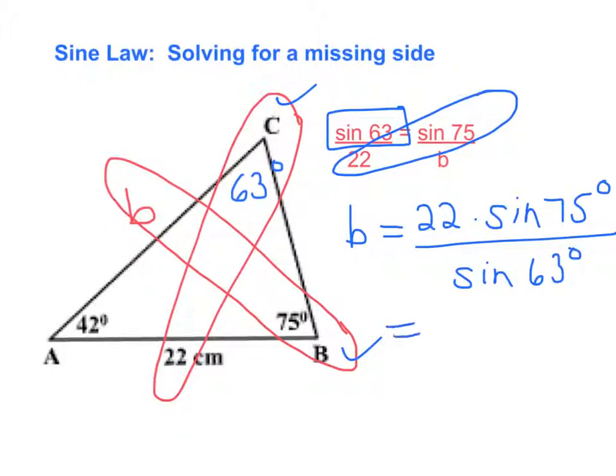Make sure when you put this in your calculator you do 22 times the sine of 75 degrees equals, divide it by the sine of 63, and you will get 23.849. We can round to 2 decimal places, and the units check is centimeters, so the answer is 23.85 centimeters. Please make sure you're in degree mode, otherwise your answers will be incorrect. And that's as simple as it is for solving a missing side using sine law.